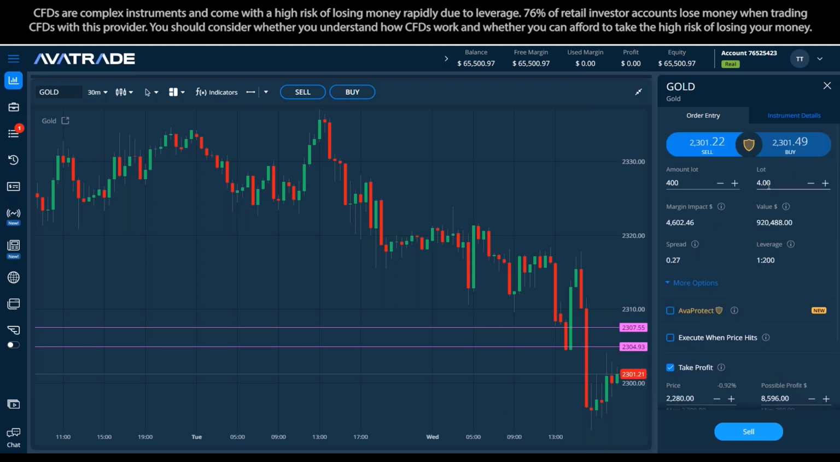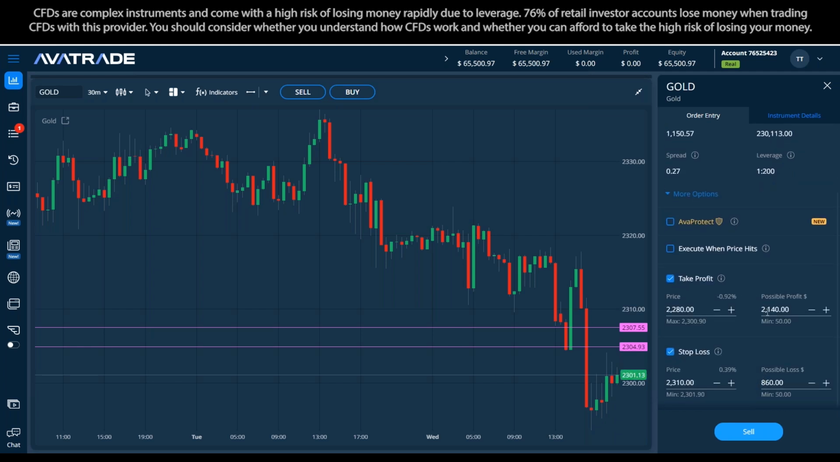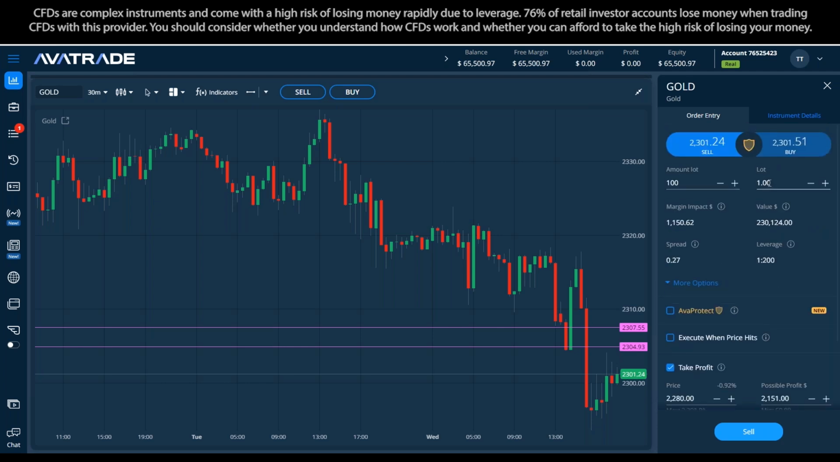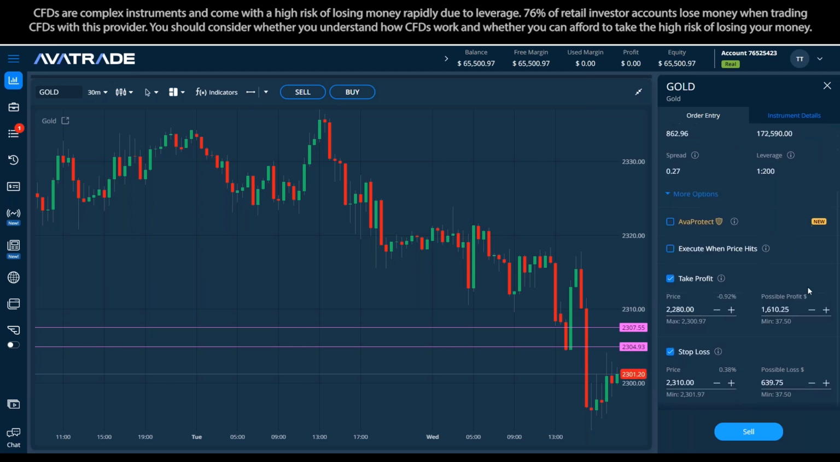So if I adjust this then maybe to one lot, it's 100 ounces of gold. I'm risking under 1,000 to make over 2,000. And maybe I go just a little smaller to get closer to my 1% example. 0.75, I'm risking about 1% of my balance, a little less, to try and make over 2%. Okay, and so that's a market move.